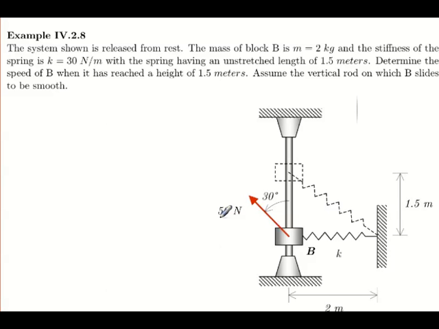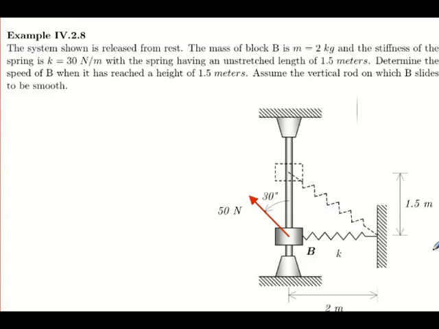Okay, in this example, we have block B. Block B is constrained to be moving along the smooth vertical guide. There's a 50 Newton force applied to B at an angle of 30 degrees from the guide. There's a spring attached to block B, and the other end is fixed to ground. And the system starts out from rest.